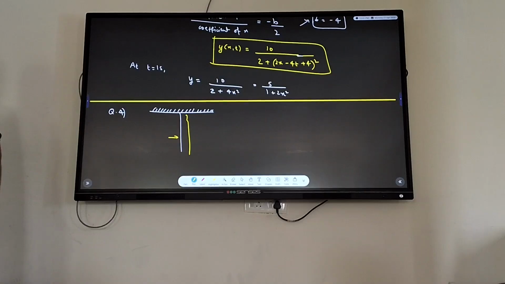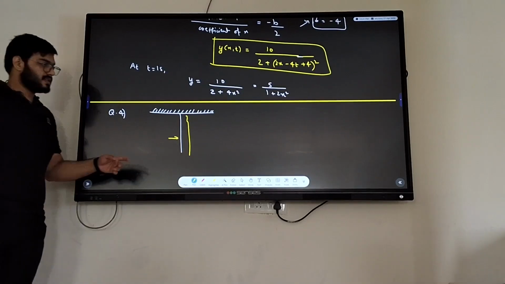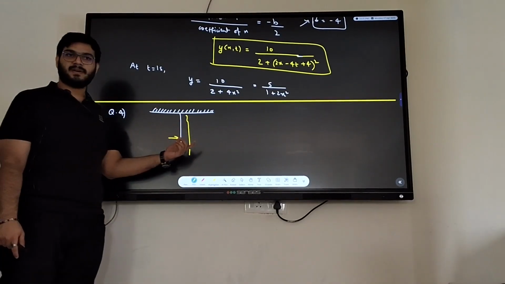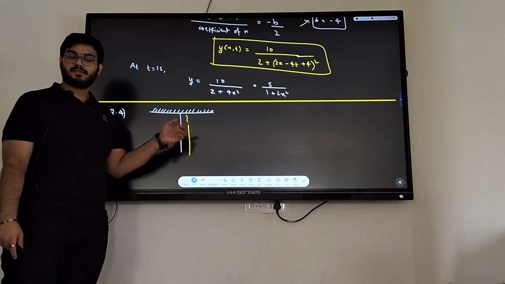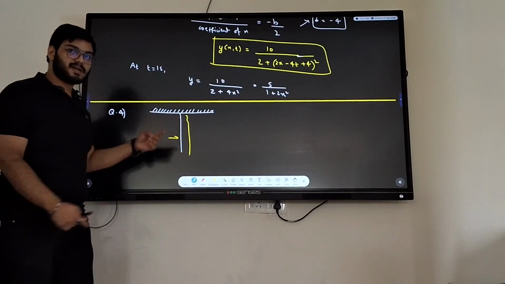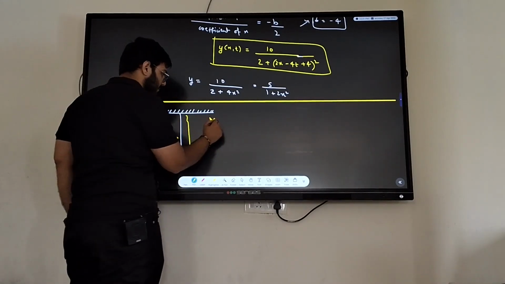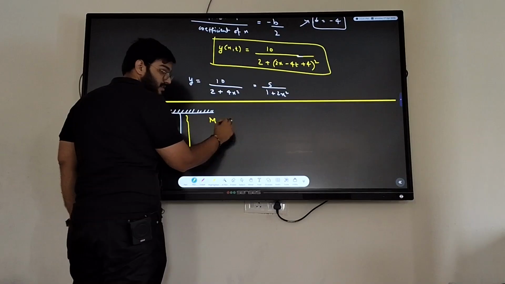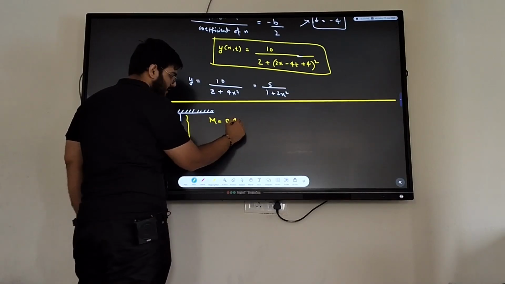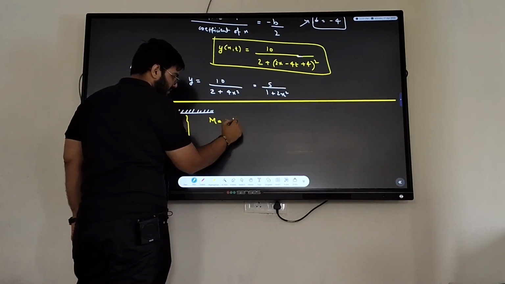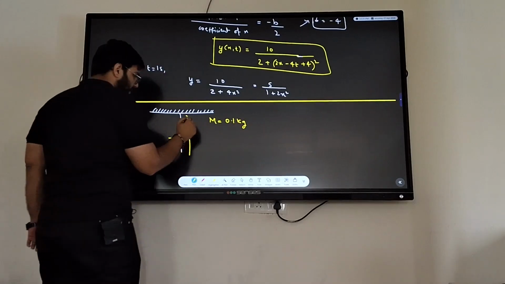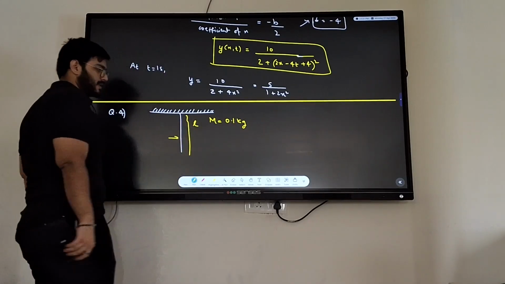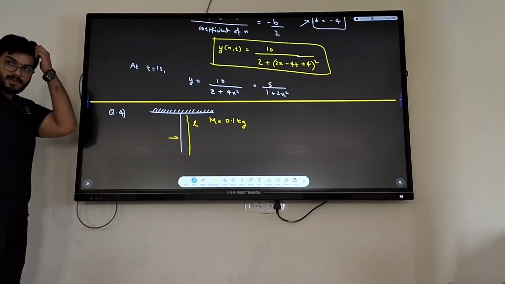Let me start with the question. So, listen. It's given that you have a rope which is massive, na? Massive rope. And its total mass is given to be 0.1 kg, yeah? 0.1 kg. And its length is something, okay? Let's call the whole length capital L, okay?